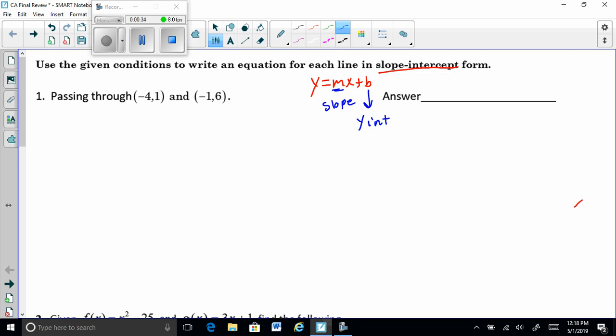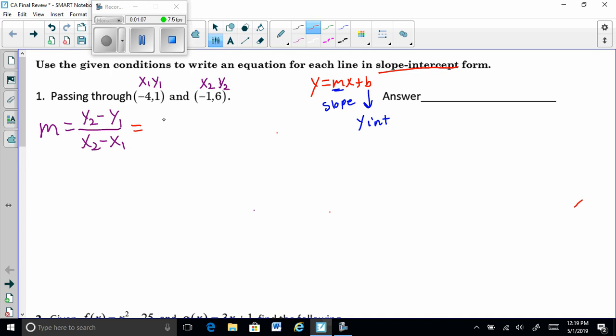So basically, the x and y will just be x and y. I just have to figure out the m and the b value. So first, let's go ahead and find the slope. The formula for this is y2 minus y1 over x2 minus x1. And you need to label your points as point 1 and point 2. So let's go ahead and find the slope.